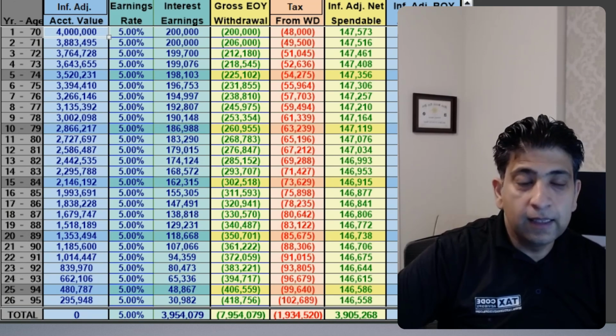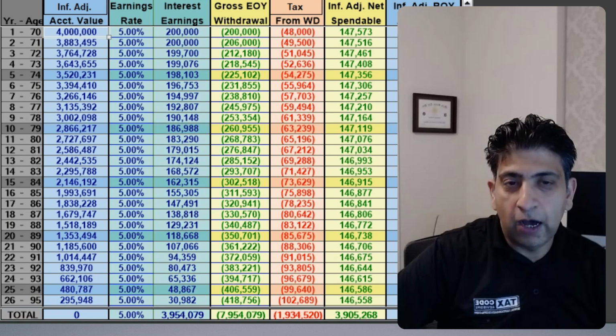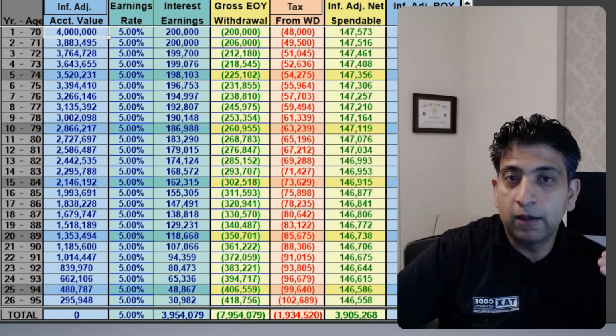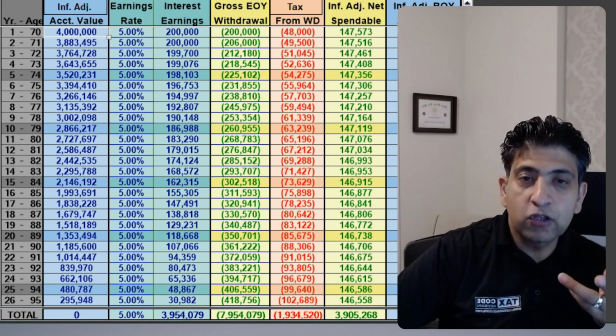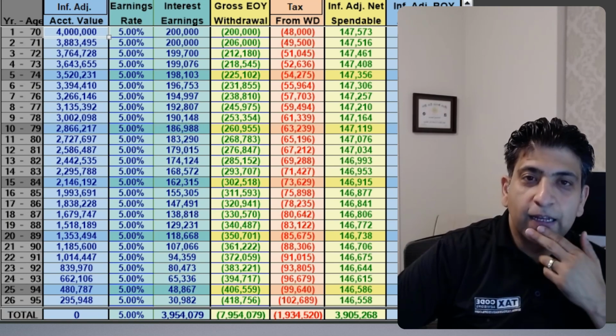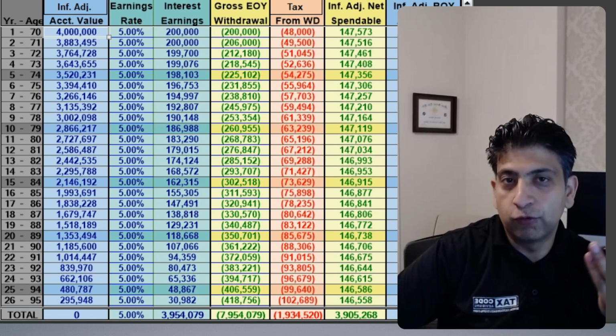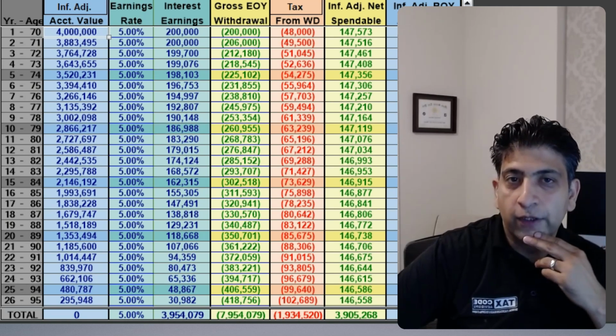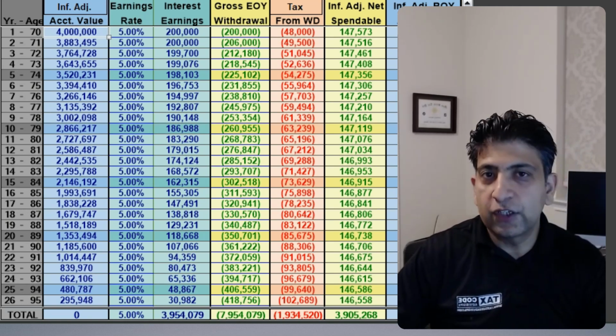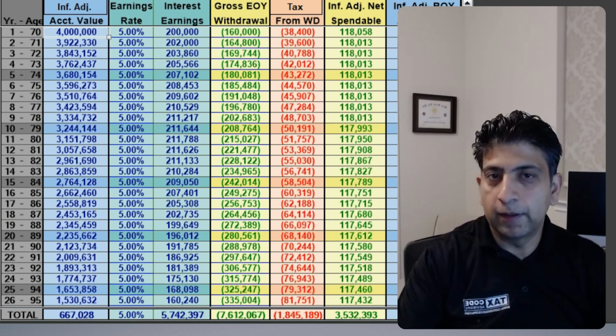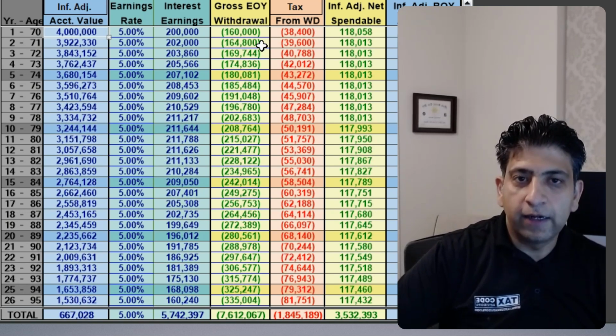What if I take a little less than my RMD? Remember that RMD is mandated by the government. Let's just say, it's kind of funny. What if we do the 4% rule? You might have heard of that 4% rule, right? All the time. So what if I take $160,000, for example? How does that look?